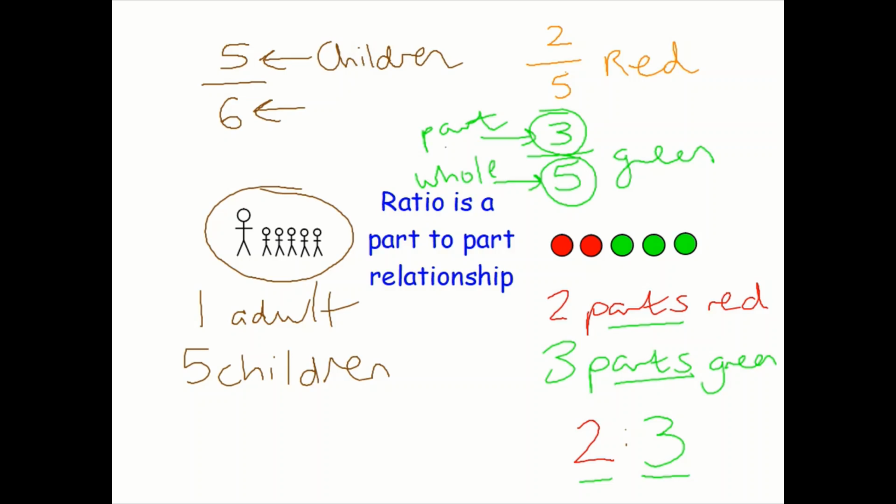So you can see that it is a part to whole relationship if it's a fraction, but it's a part to part relationship if it is a ratio. So we'd say that the ratio of adults to children is 1 to 5. And I'm going to talk a little bit more about what these 2 dots in the middle mean in a moment.